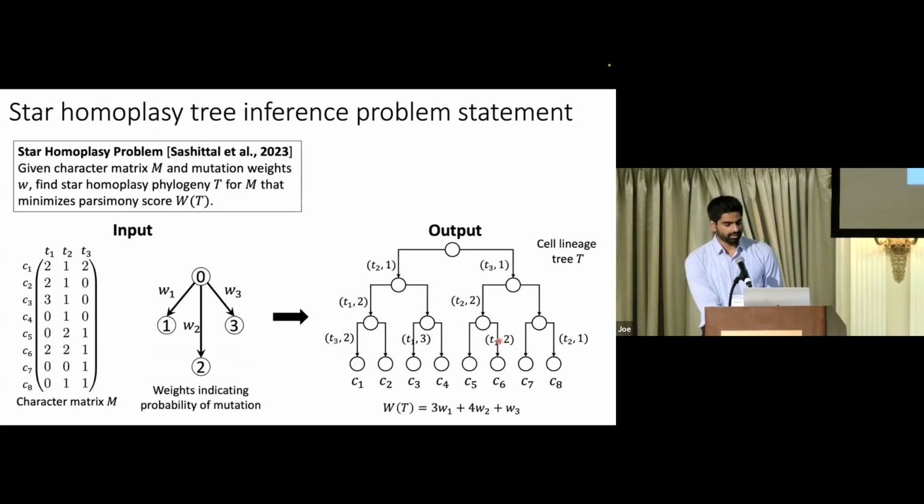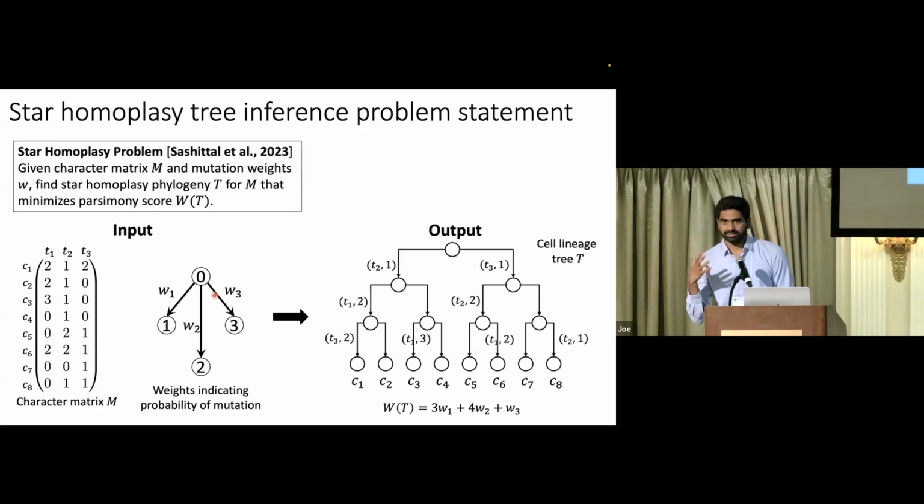So to do that, we use what we call a maximum parsimony approach. So in this approach, you have a certain weight associated with each state transition. It represents the probability of that mutation occurring.